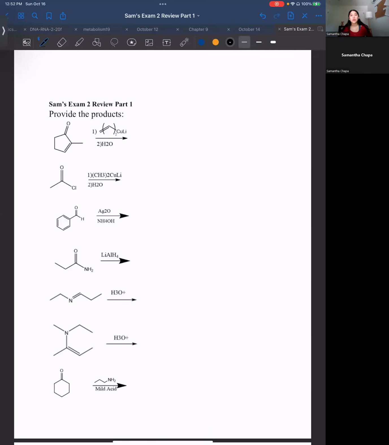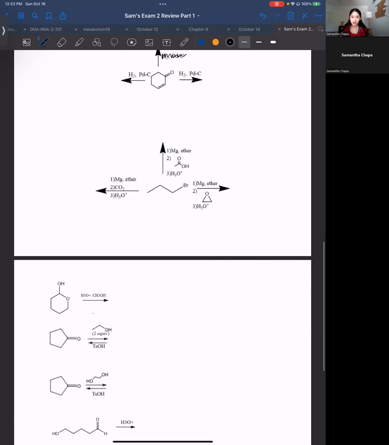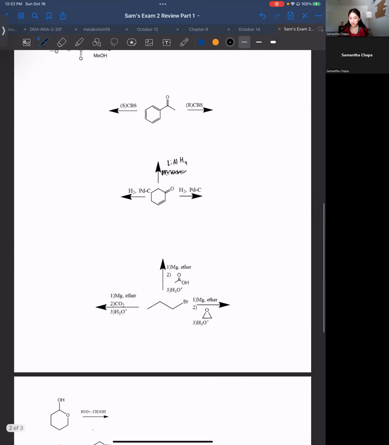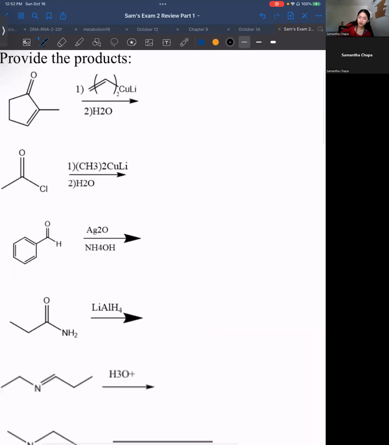Okay, so today we're going to be going over exam 2 review part 1. This whole page is going to be your reactions page, and I give you a lot of the reactions that we're going to be seeing in our second exam, so it's a good variety. Okay, we can start with the first one.